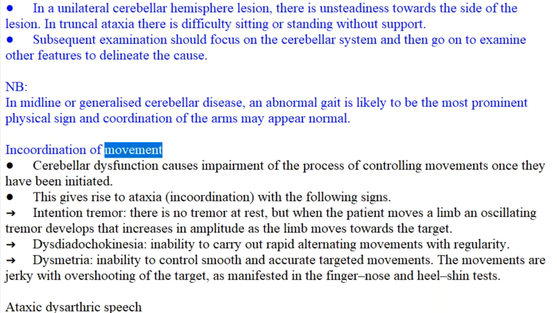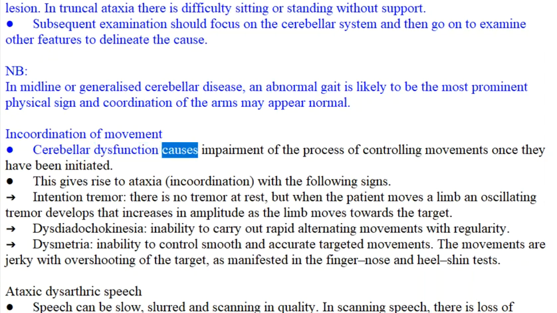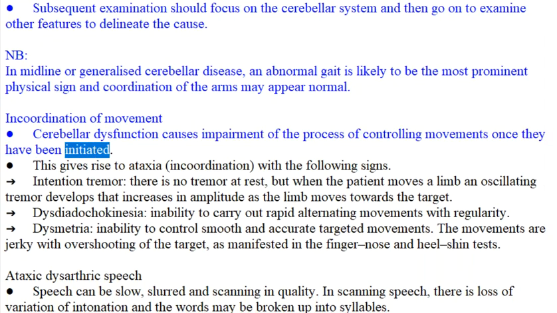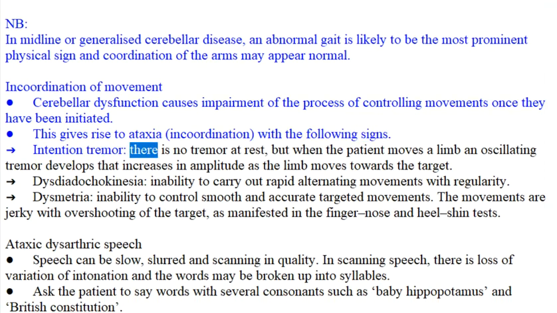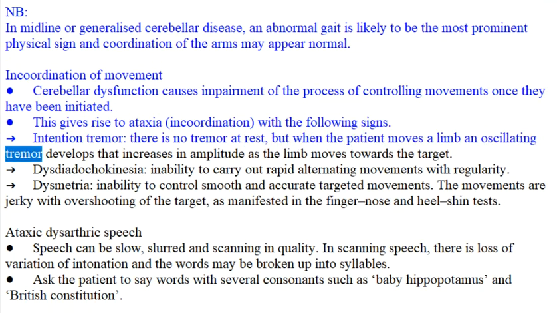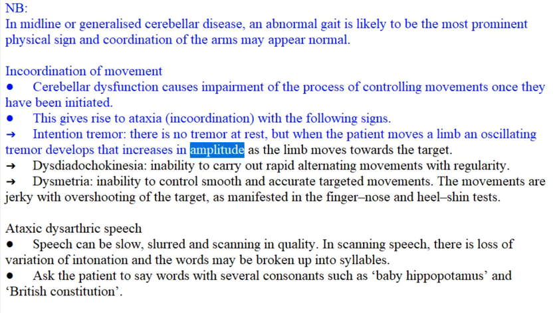Incoordination of movement. Cerebellar dysfunction causes impairment of the process of controlling movements once they have been initiated. This gives rise to ataxia, incoordination, with the following signs. Intention tremor. There is no tremor at rest, but when the patient moves a limb an oscillating tremor develops that increases in amplitude as the limb moves towards the target.